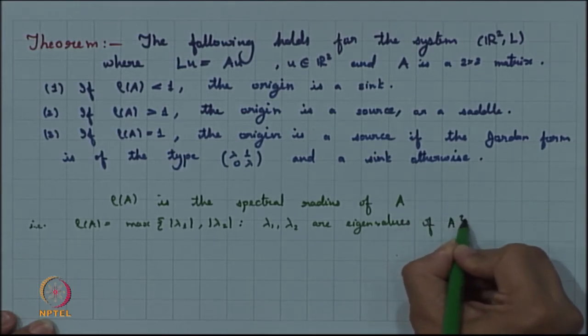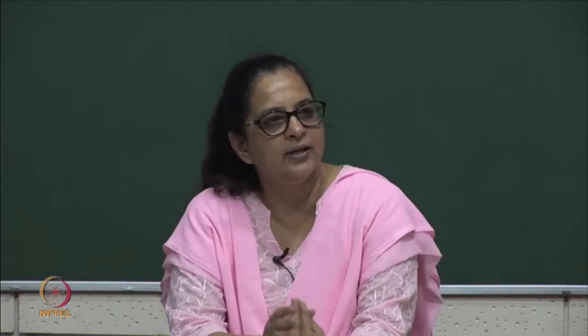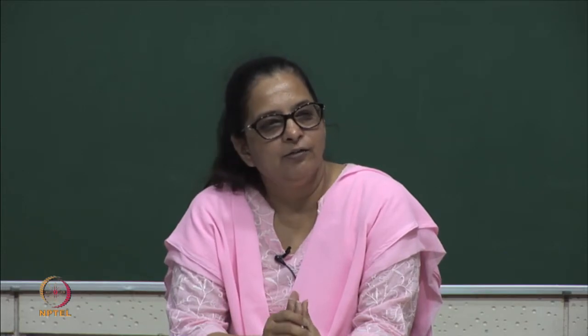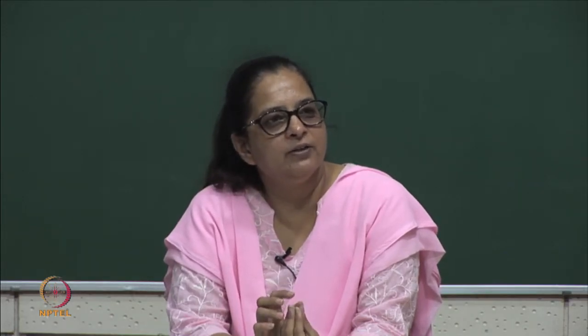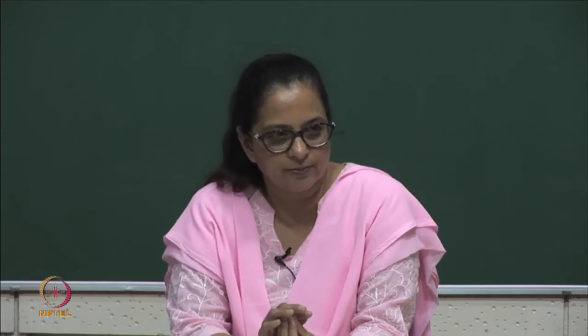If we have a linear system in R square and your spectral radius is less than 1, that means both your eigenvalues have modulus less than 1, and the origin is definitely going to be a sink. If the spectral radius is greater than 1, there are two possibilities here. What happens to the second eigenvalue? The second eigenvalue could be greater than 1 or it could be less than 1, both are possible.